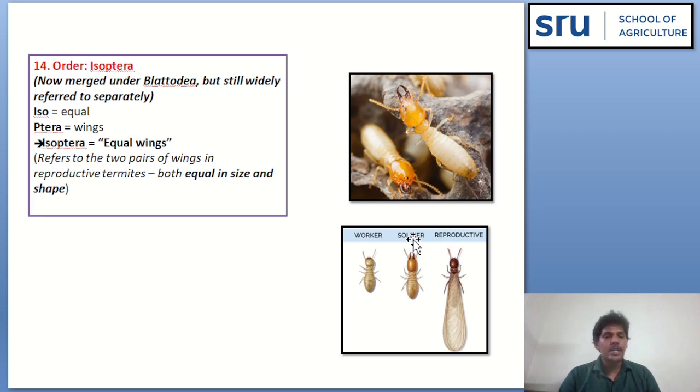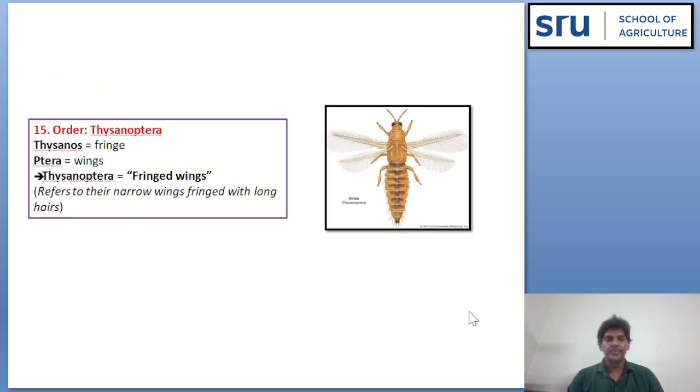Next order is the Isoptera. Now it is merged under Blattodea order but still widely referred to as a separate order. Iso means equal, ptera means wings. So in Isoptera, all the wings are equal. That is, forewings and hind wings are equal in their size and shape. That's why the order name is the Isoptera.